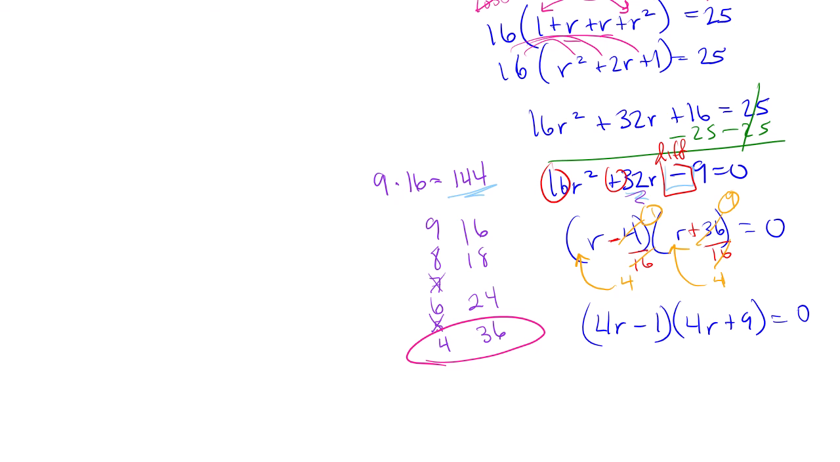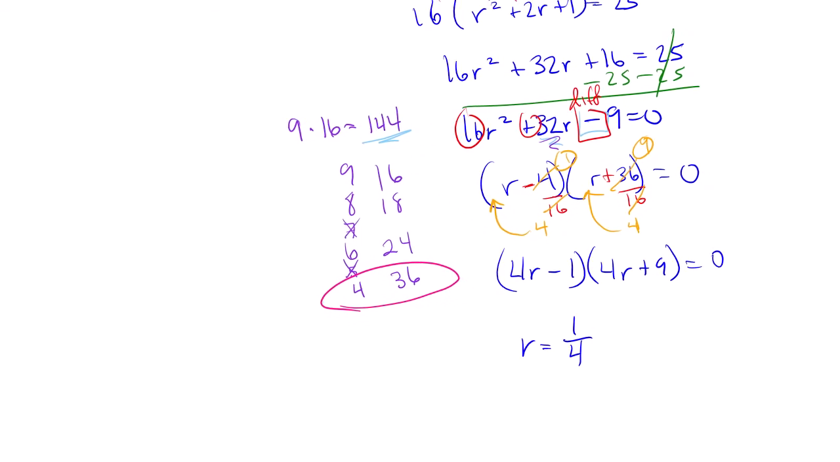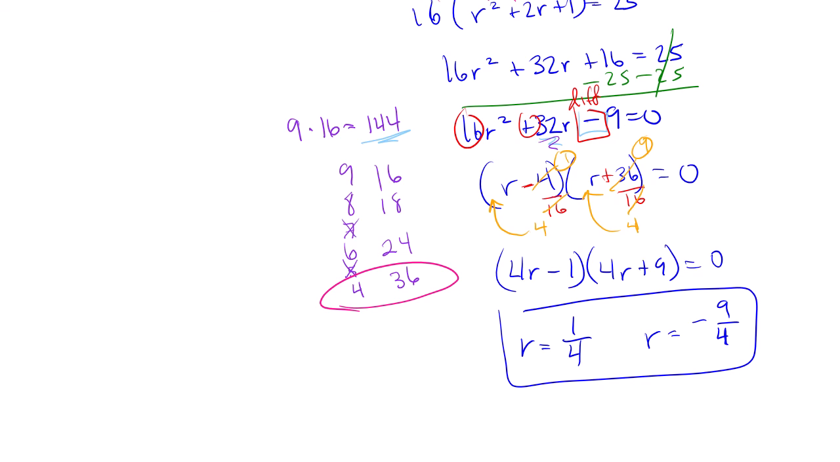And then our final answers are r equals, get this number but the opposite, so it's going to be positive 1. And then we put this on the bottom. Okay, and then we get r equals opposite of this, so that's going to be negative 9. Put this on the bottom, so it's going to be 4. All right, so those are possible values there.